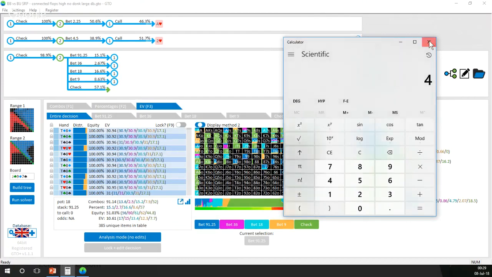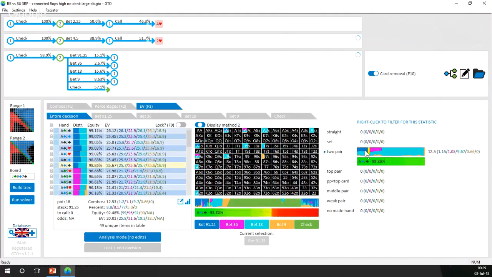Those are just some examples of what's going on. And we can see why ace jack can shove all in, but ace nine can't, right? It's because of that difference in equity. Ace jack has got 98.88% equity versus the ace nine has got only 96.66, which is still a lot, but it's the difference between shoving five times the pot and only overbetting twice the pot.